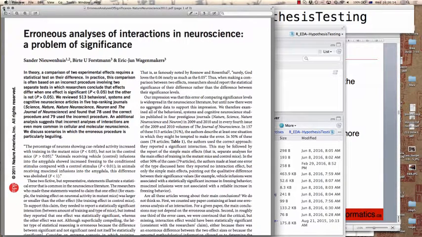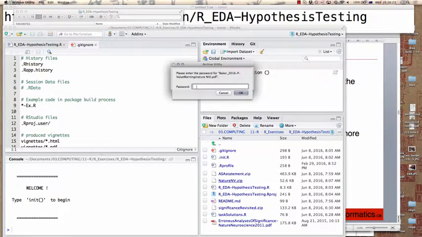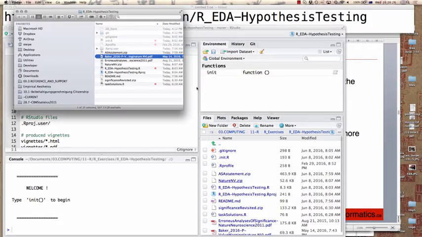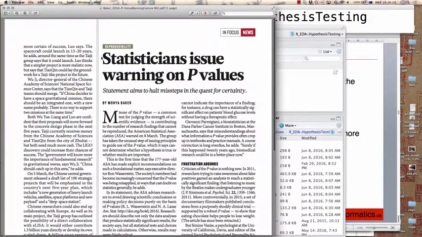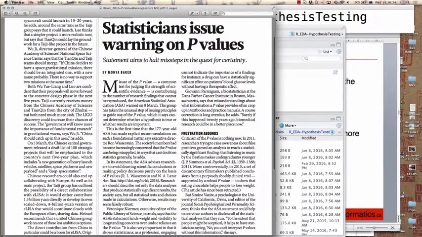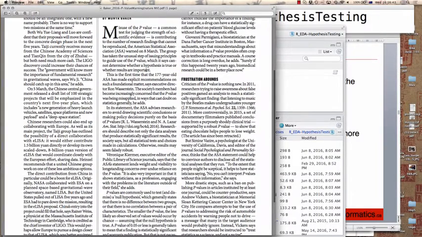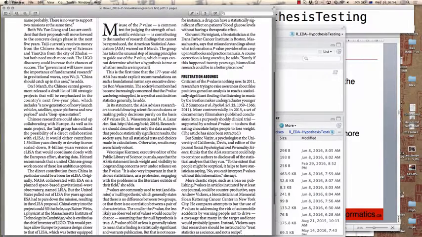Moreover, and that's something that's in the other two papers, in a Nature News and Views article of this year, there's a report of the American Statistical Association, this is in March this year, warning that the p-value is often misused. And the American Statistical Association has issued some guiding principles on how to properly use p-values in the interpretation of your data.